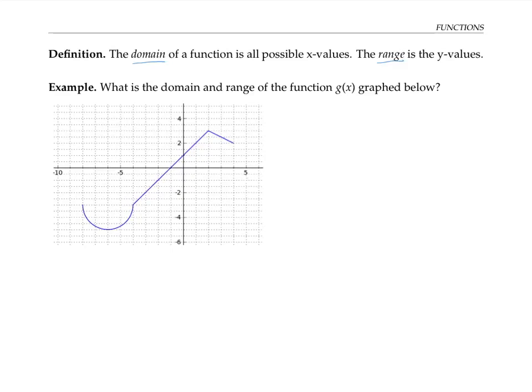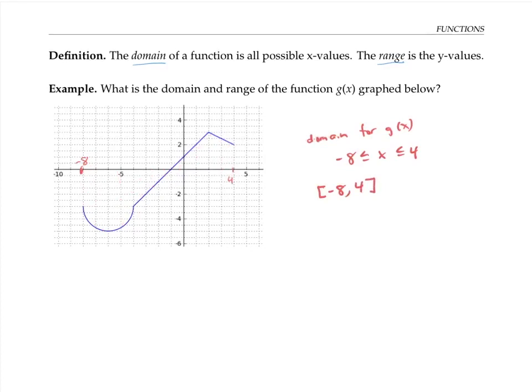To find the x values in the domain, we have to look at the x values that correspond to points on the graph. One way to do that is to take the shadow or projection of the graph onto the x-axis and see what x values are hit. It looks like we're hitting all x values starting at -8 and continuing up to 4. So our domain is the x's between -8 and 4, including those endpoints. Or we can write this in interval notation as [-8, 4] with square brackets.